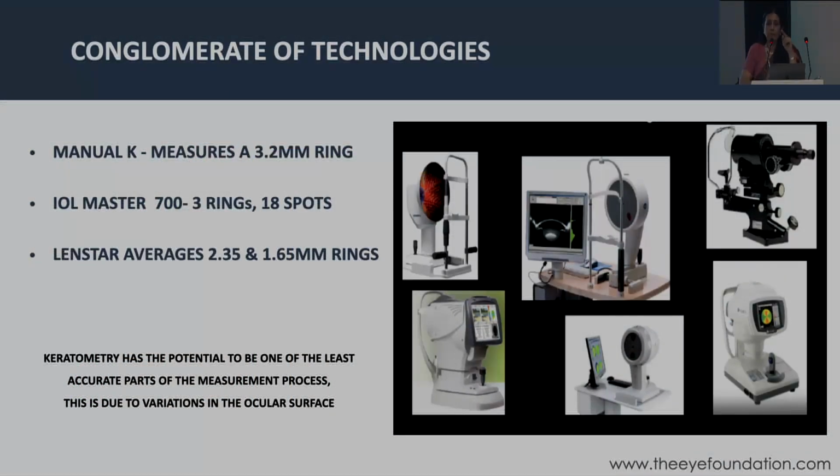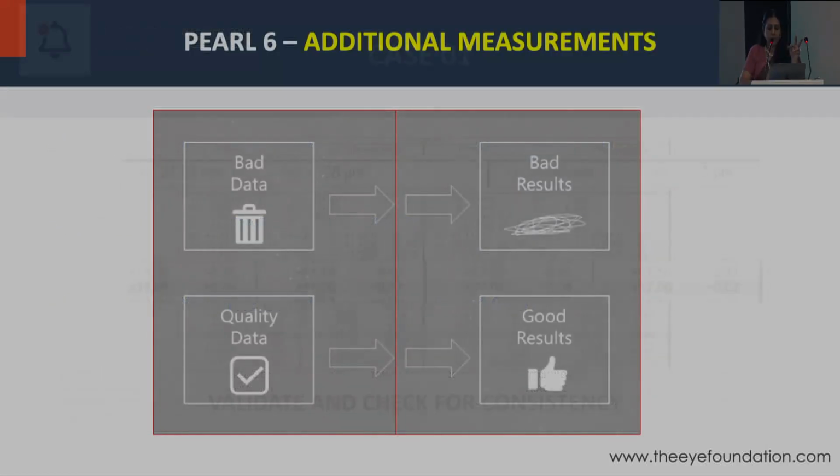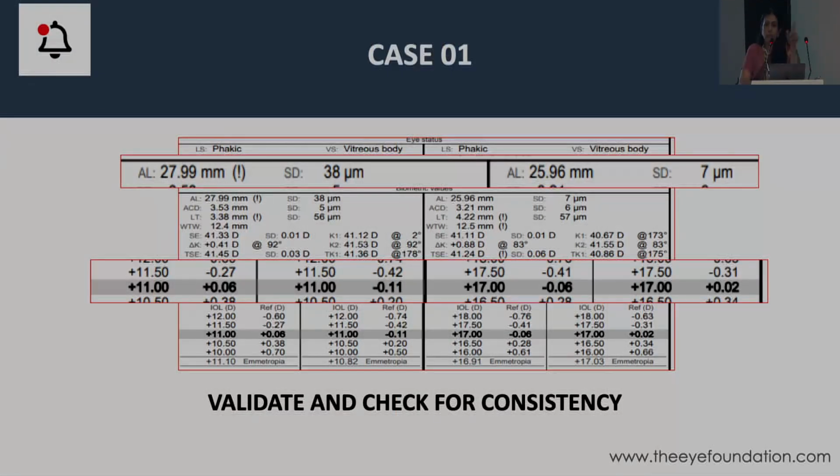But what happens when we talk of K reading? I had said there are variables, because the manual K measures at the 3.2 ring, the IOL Master has 3 rings, the LenStar has 2 rings, so there are variables. How close to the center you are able to measure the K value determines how accurate it is. And if you have dry eye, there could again be fallacies. So whenever you take a K reading, if you have another modality, measure in that, see whether there's repeatability in the measurements. Again, it's very important to even compare the two eyes.